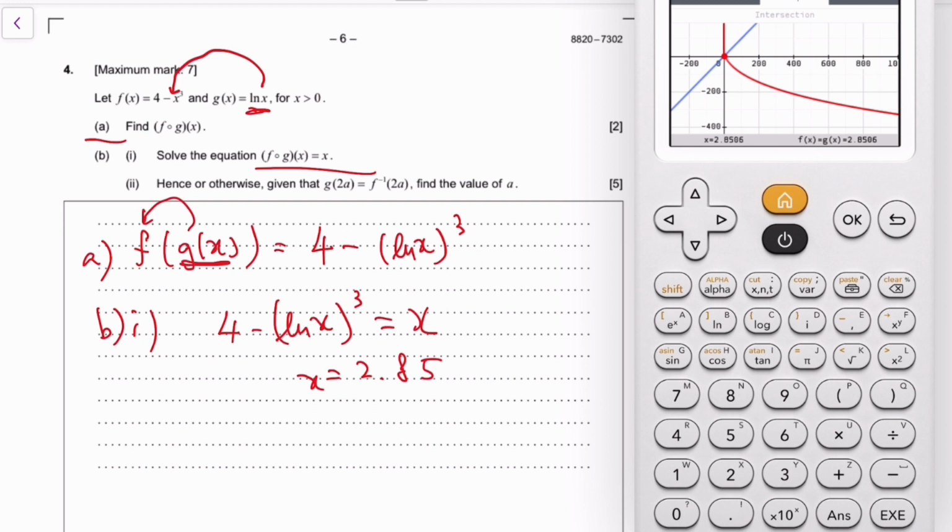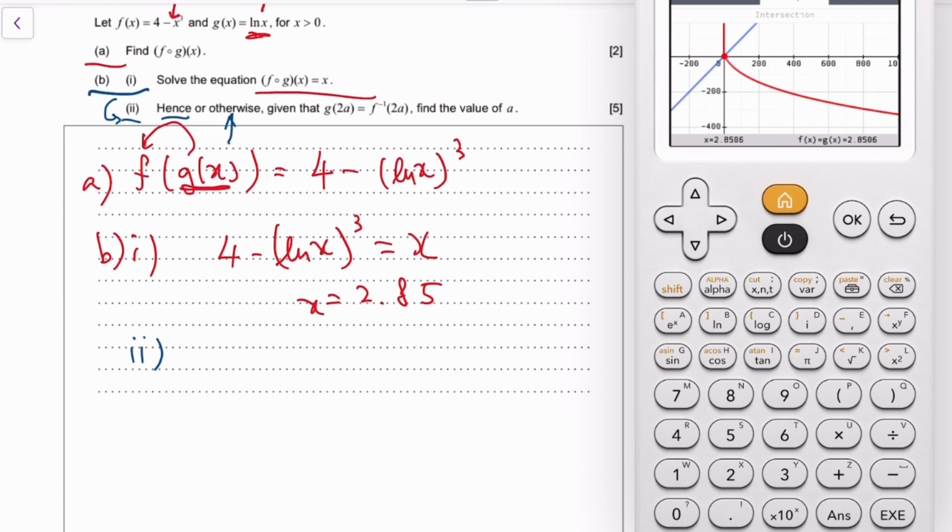Okay. Now BII is actually tricky. Well, there's a hands way and an otherwise way. The otherwise way is okay, not too hard. But if you're aiming for 7, maybe you should try the hands way. How can you use BI to do BII? Pause the video now. Answer will be coming. 3, 2, 1.